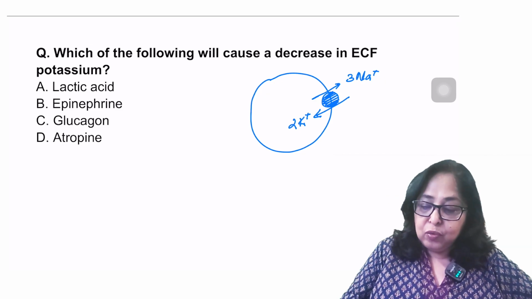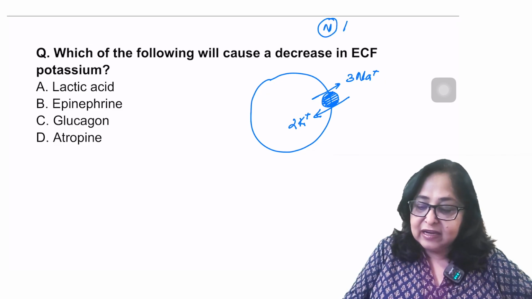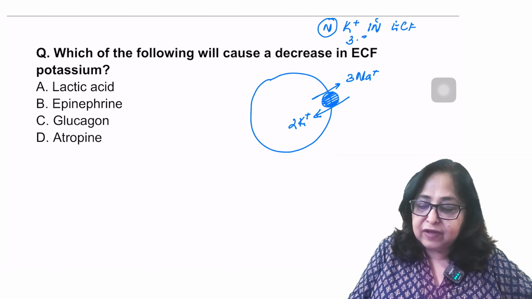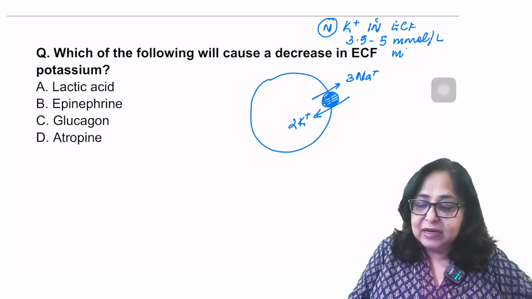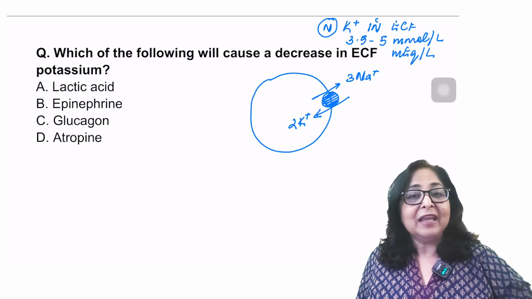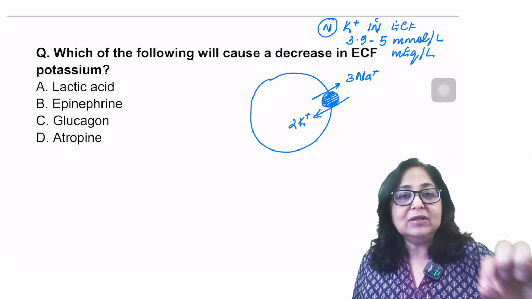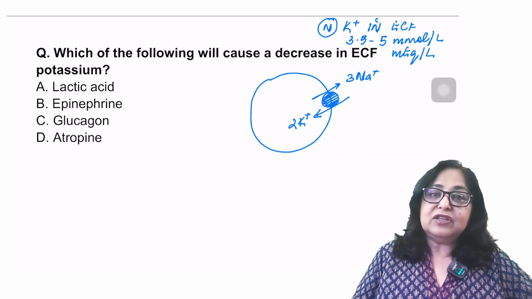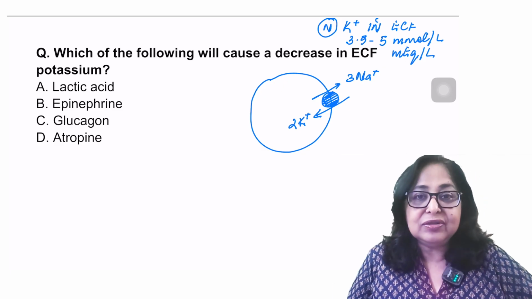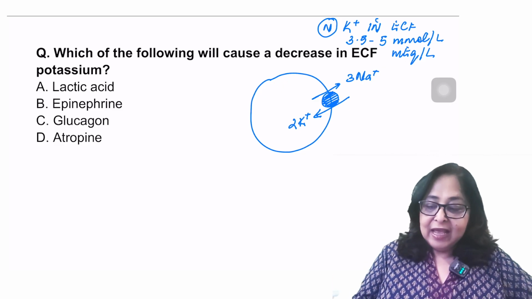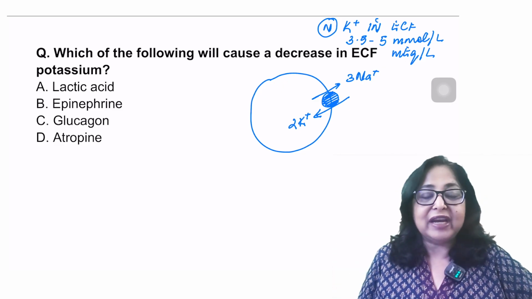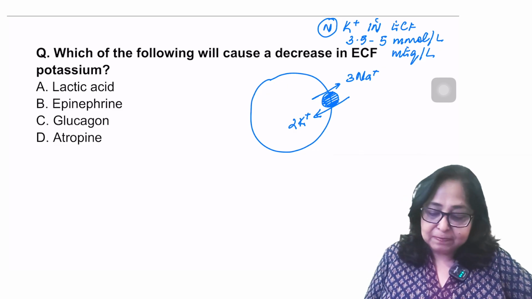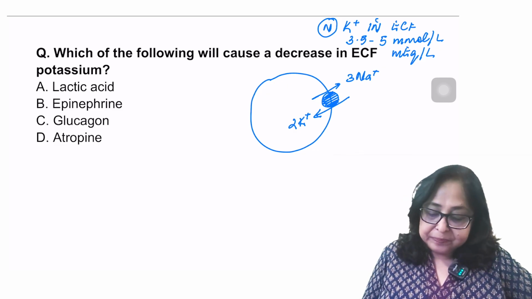Reduces. You know that the normal potassium level in the ECF is very, very low. It is about 3.5 to 5 millimoles per liter, which can also be written as milliequivalents per liter. For univalent ions, moles and equivalents are the same. So if I increase the activity of the sodium-potassium ATPase, I will reduce the ECF potassium. Now, there are a number of hormones which can affect the sodium-potassium ATPase pump. So let's take the first one.